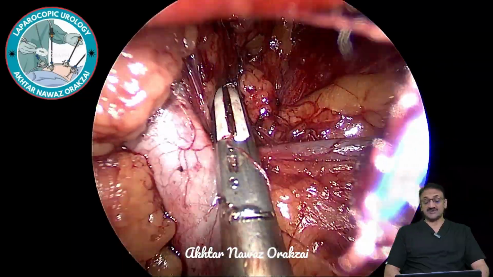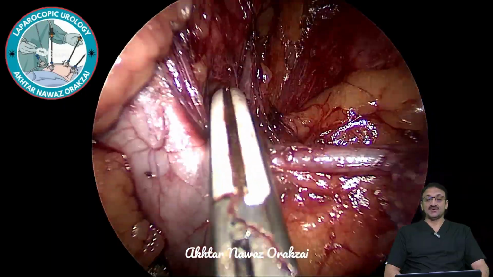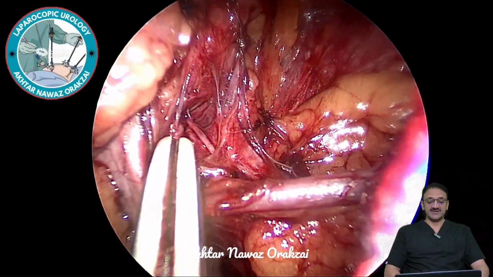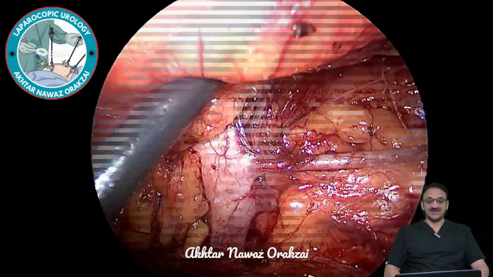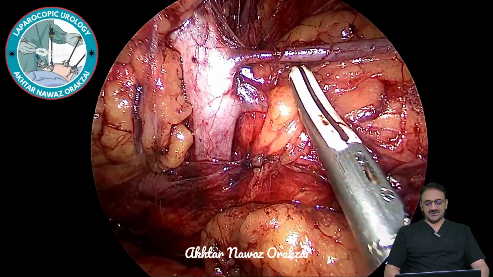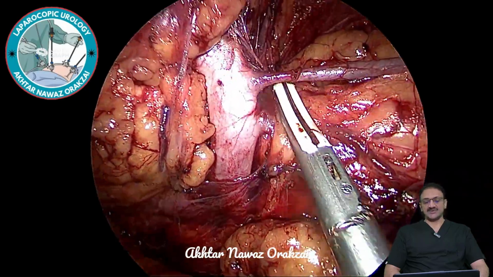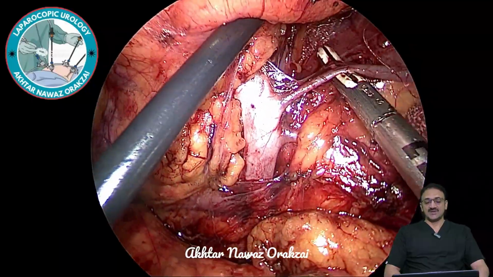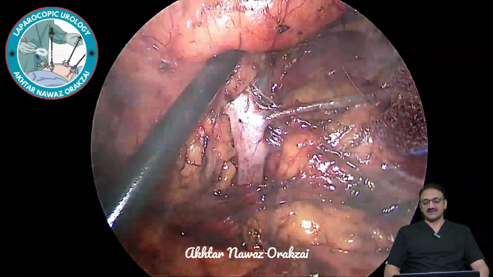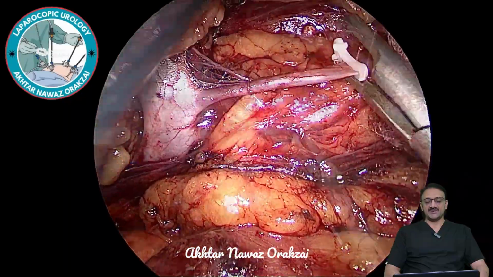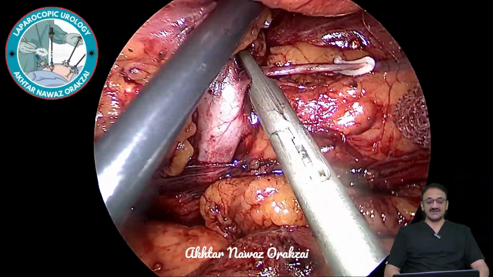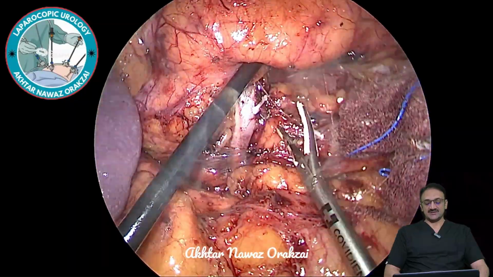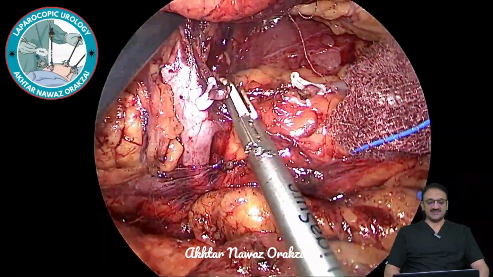From the knowledge of the CT, we know that there is a common stump of the renal artery, and then there is an early branching. So I tried to look for the artery behind the vein, but I couldn't find it. So I decided to go on and clip the gonadal vein and then divide it so that it comes away, and we can easily dissect behind it.